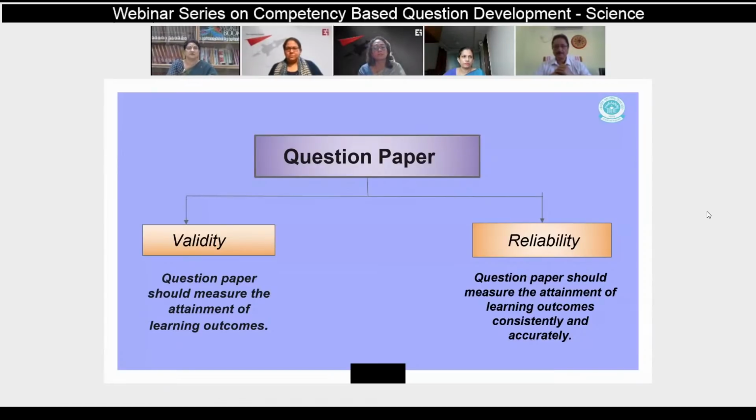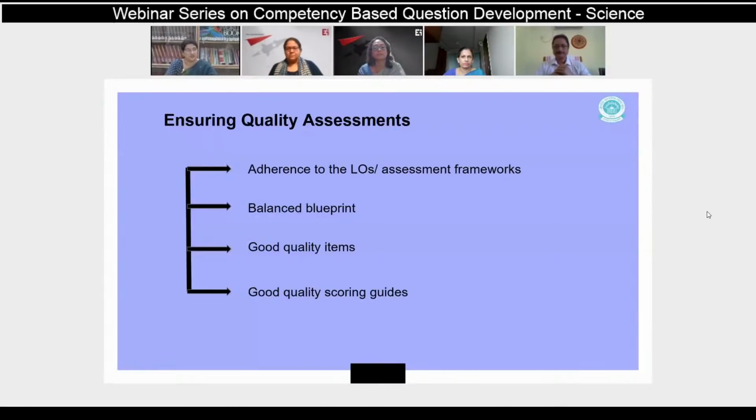Now, there are certain mechanisms through which we can ensure that our paper is both valid as well as reliable. A few of them are adherence to the learning outcomes which have been stated in the curriculum, to the assessment frameworks, having a balanced blueprint, having good quality assessment items, and having good quality marking schemes. We will be talking about all these aspects in the latter half of this webinar today.